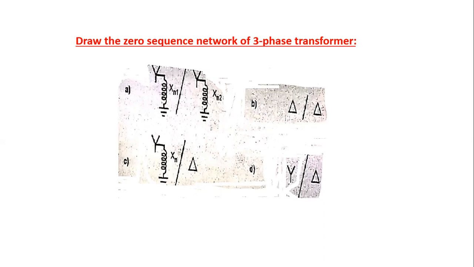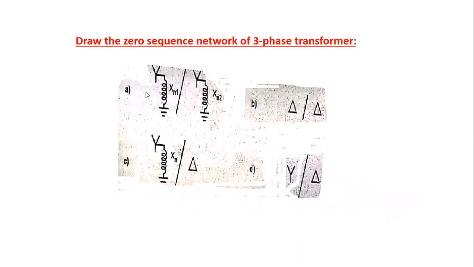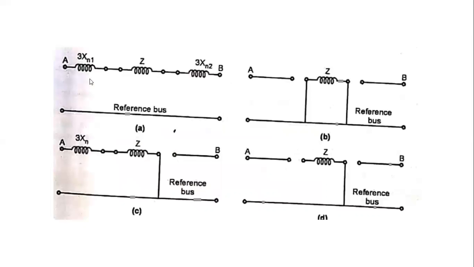Okay, how will we draw the equivalent zero sequence networks for these three phase transformers? First consideration is the star connection with reactance in the neutral. This is figure A, the equivalent zero sequence reactance diagram for that transformer. This is the transformer reactance, that is the impedance Z. We are connecting the neutral through the reactance Xn1 and Xn2. Therefore, it will be considered as 3Xn1 and 3Xn2. Xn1 is the positive sequence reactance and Xn2 is the negative sequence reactance. This is the first diagram.